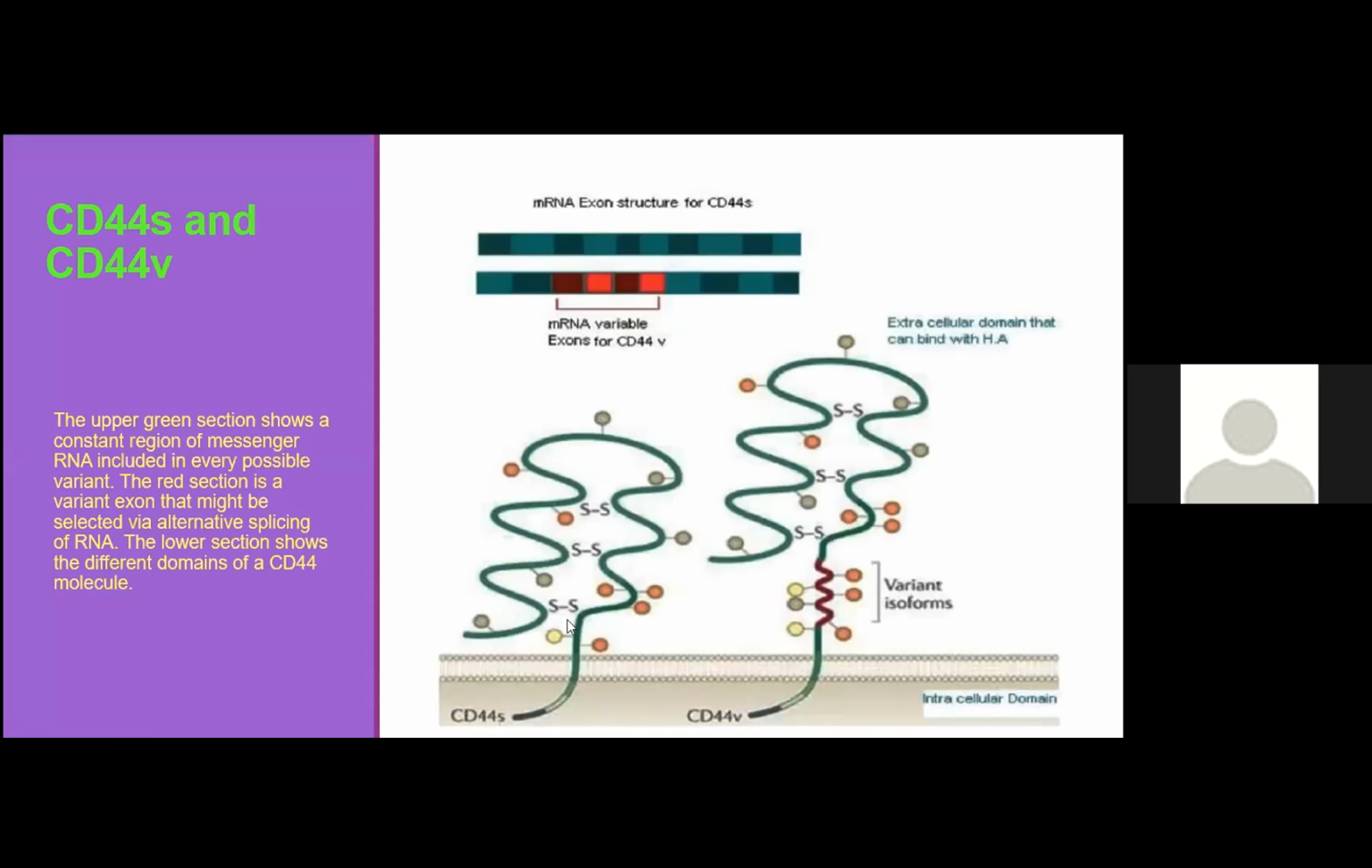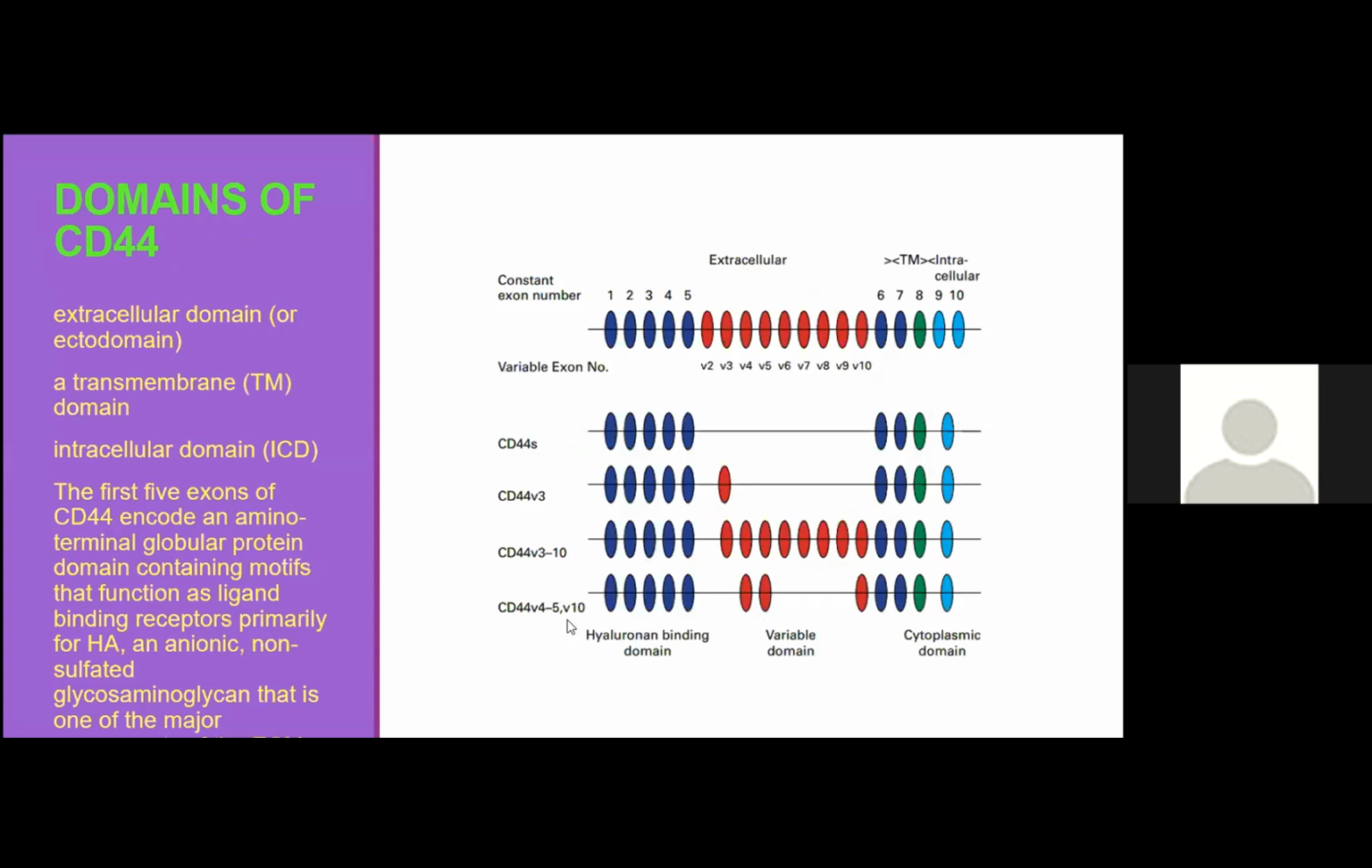Now this is the structure of CD44. The upper green section shows a constant region of messenger RNA included in every possible variant. The red section is a variant exon that might be selected via alternative splicing. The lower section shows different domains of CD44. In another picture, we can appreciate these domains much more clearly: the extracellular domain, also called the ectodomain, the transmembrane domain, and the intracellular domain.